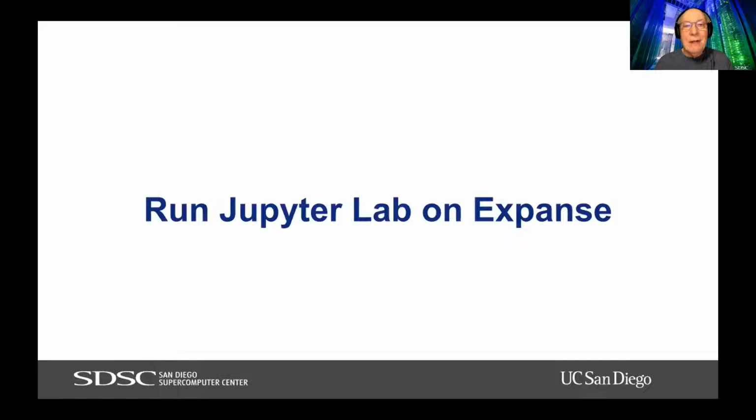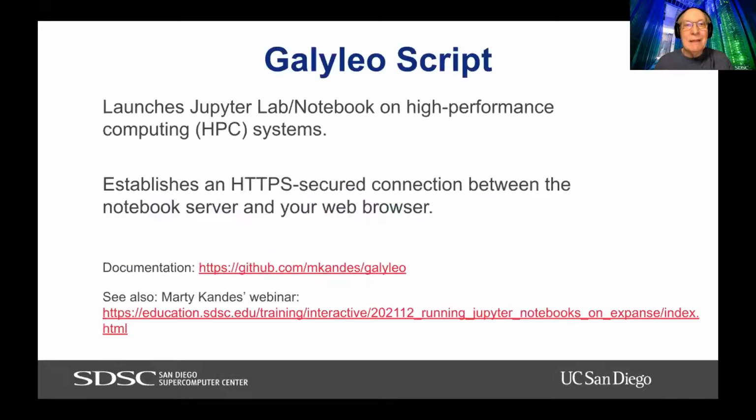Let's talk about running JupyterLab on Expanse. And as I said, you don't want to create a Conda environment in your home directory, but rather use the Galileo script. And this script launches a JupyterLab or Jupyter Notebook on an HPC system. And it establishes a secure connection between the notebook server and your web browser.